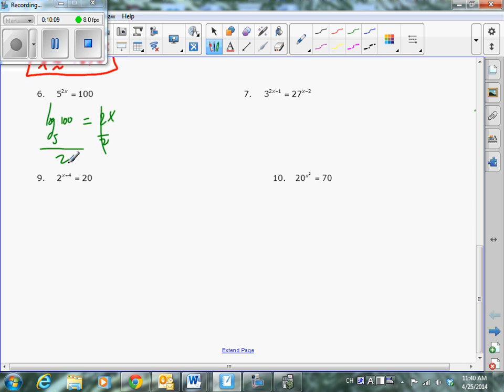On problem number 7, you cannot just say drop the base and switch. The easy way to solve problem number 7 is to identify that 27 is related to 3. 27 is 3 to what power? 3 to the power of 3. So I can rewrite this one as 3 to the power of 2x plus 1 is equal to 3 to the power of 3x minus 2.